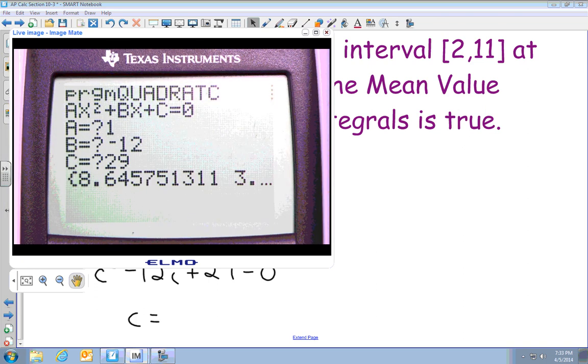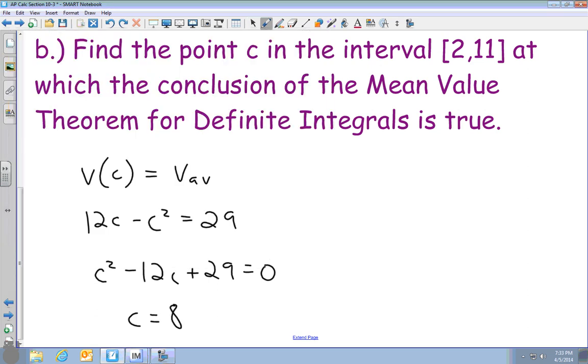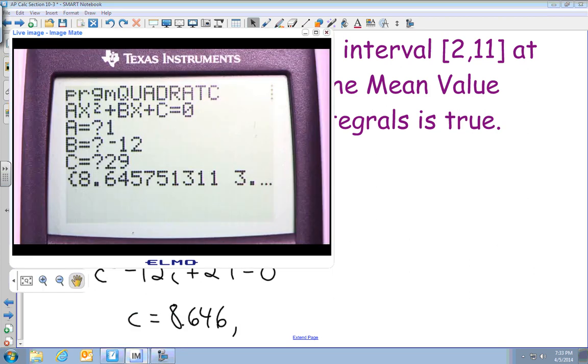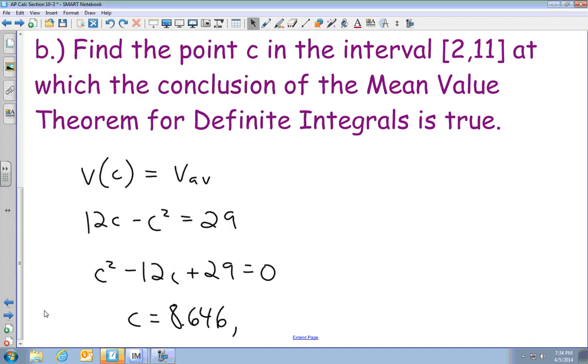And so we get 8.646 as our first solution. And the second solution was 3.354. So it turns out there are actually two solutions that we end up with. These are both in seconds, of course, where the average value of our function is equal to 29.